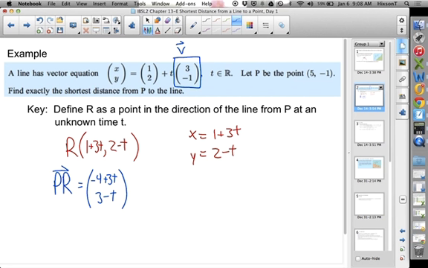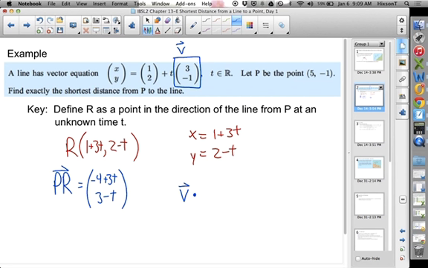Shouldn't that be reversed? Because otherwise it's parallel and not perpendicular. Because you want PR to be perpendicular, right? Well, yeah, we haven't done the perpendicular aspect of it yet. Here's the perpendicular aspect. I was getting confused because in that box it says find exactly the shortest distance from P to the line. Yes, and R is a point on the line.